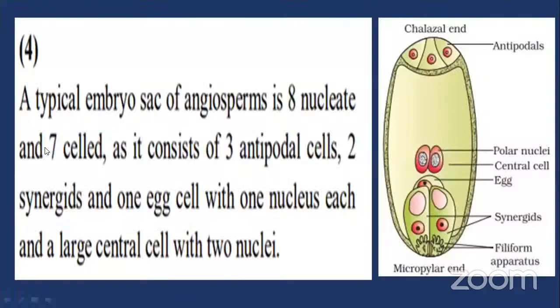Okay, go to the next one. See the option. The typical embryo sac in angiosperms is 8 nucleated and 7 celled. It consists of the 3 antipodal cells, which we already discussed. Here 3 cells are there. 2 synergids, these 2 are synergid cells. This one is called the egg cell. So total 3, with 1 nucleus each, and a large central cell with 2 nuclei. This is called the central nuclei, otherwise called polar nuclei. So in total, 7 cells, 8 nuclei.